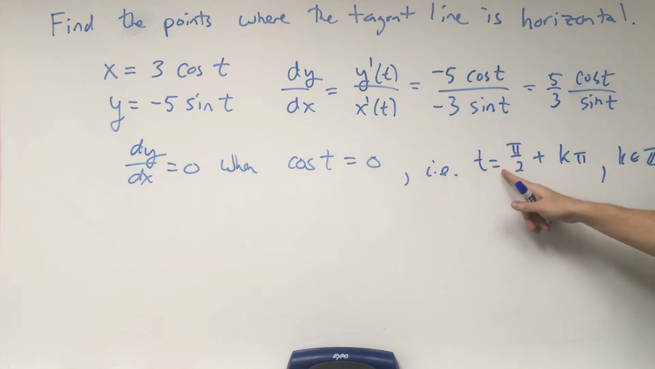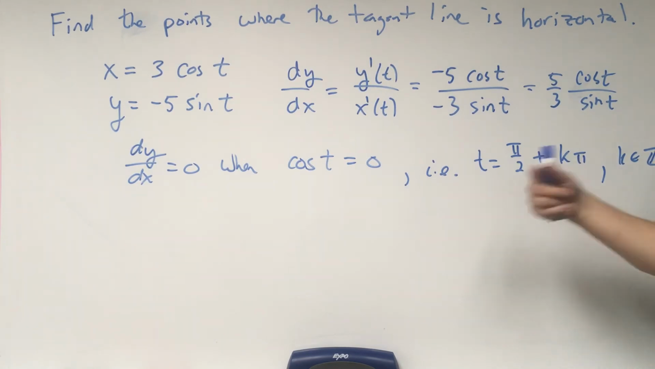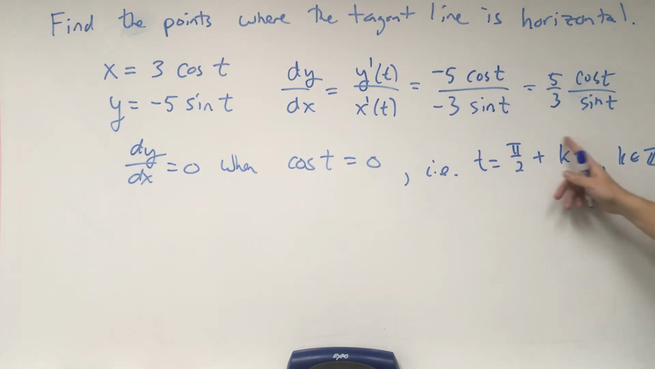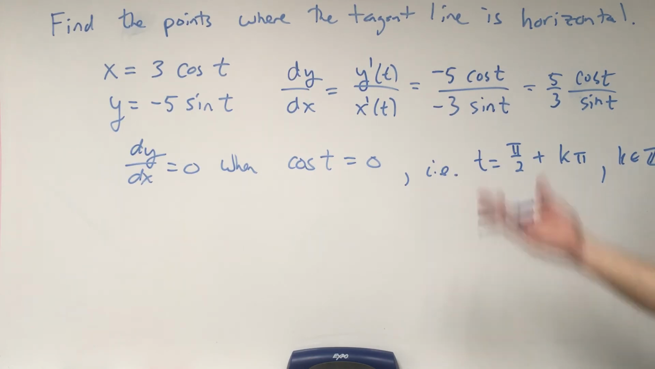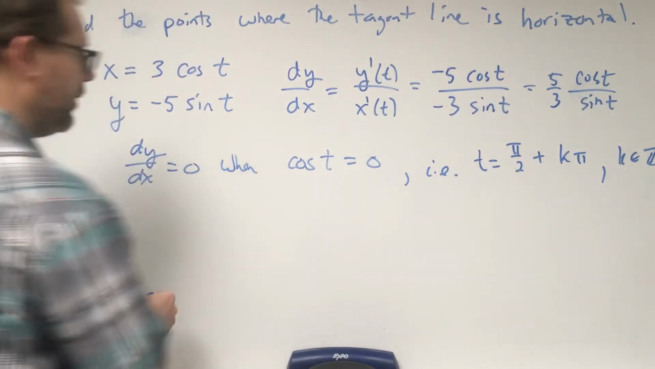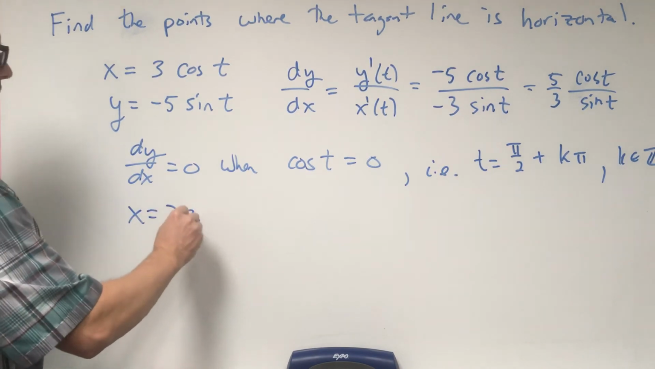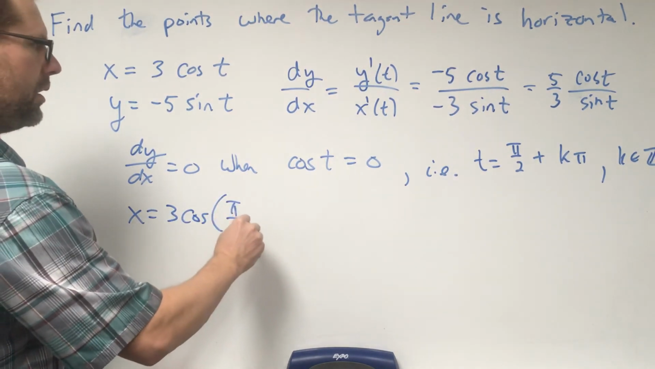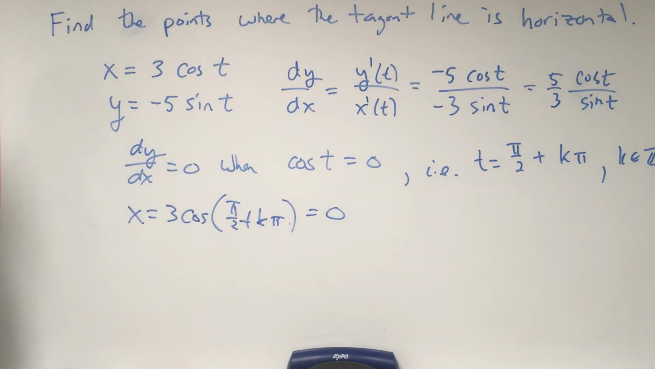So if I have pi over 2, or I have pi over 2 plus a pi, which gives us a half rotation, or plus 2 pi, which gives us a full rotation, or minus pi, all of those whole numbers and their negatives, when you apply them as a factor of pi, are going to give us a nice shift on the t value that still preserves cosine equal to 0. So what are the values of x and y at those locations? Well, if cosine is equal to 0, we know the x value is equal to 0. So x is equal to 3 cosine of pi over 2 plus k pi, and that's going to equal 0.